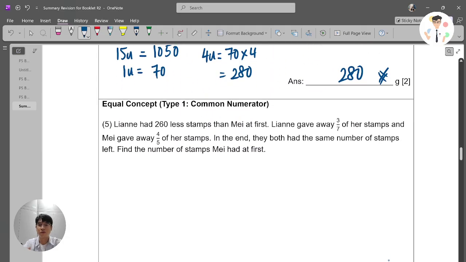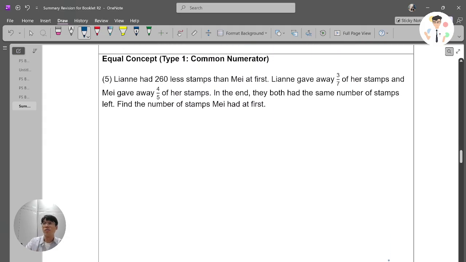Now, if you need more time, feel free to pause on your own. Okay? Now, let's look at equal concept. Equal concept type 1, common numerator. So let's look at this. I need you to focus because many students get this question wrong.